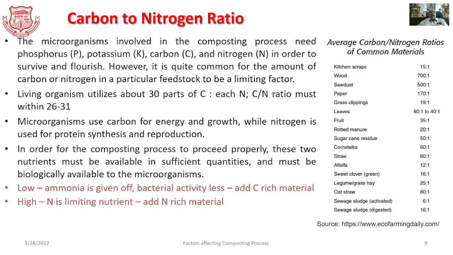This bacteria utilizes about 30 parts of carbon for each part of nitrogen. Hence, this C by N ratio must be maintained within the range of 26 to 31. As we consider the requirement of the carbon, it is essential for the energy as well as the growth of the microorganisms, while the nitrogen is essential for the protein synthesis and the reproduction of new cells, and hence the continuation of the metabolic activity.